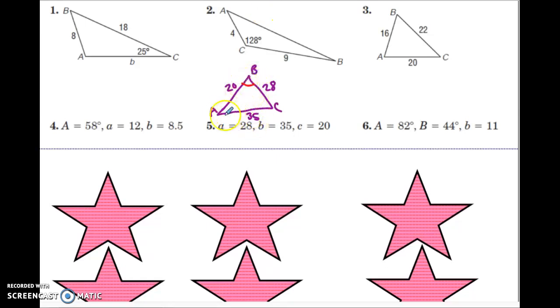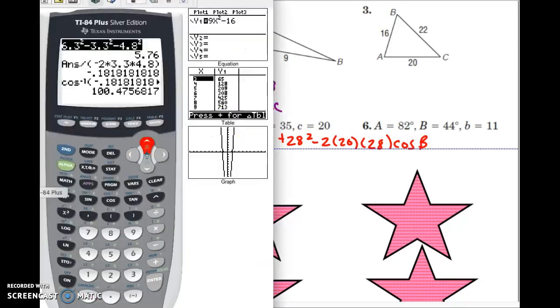All right, AC is the longest side, so angle B has to be the largest angle. So if I go ahead and I set this up, it would be 35 squared equals 20 squared plus 28 squared minus 2 times 20 times 28 cosine of B. All right, so go ahead and do that solving, and we're going to get our cosine, we're going to get whatever B is going to equal.